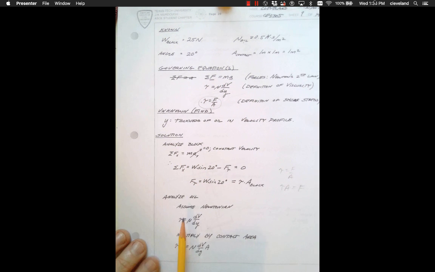Now we'll analyze the oil. We'll assume it's Newtonian because we have no reason to believe otherwise. We're not given enough information for non-Newtonian. We have the shear stress is equal to mu dV/dy. Multiply both sides by the contact area. Tau A will give us this F, mu dV/dy times the area.